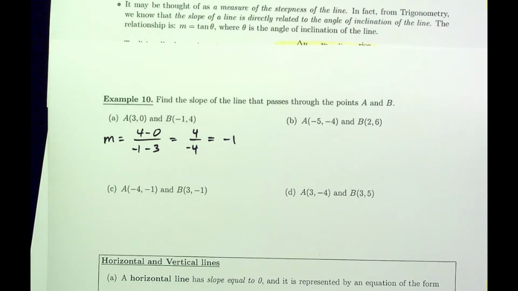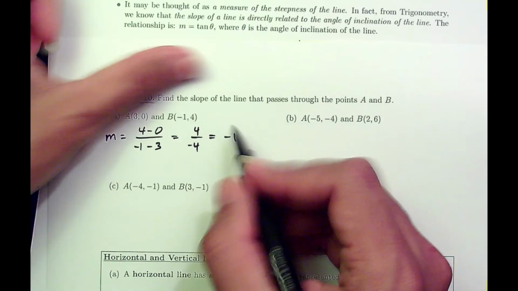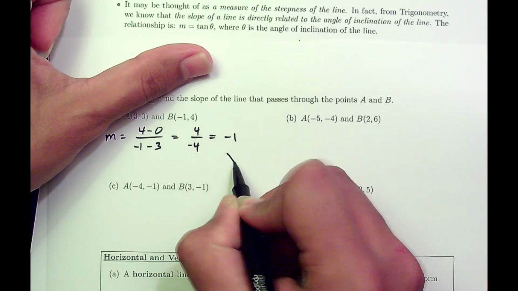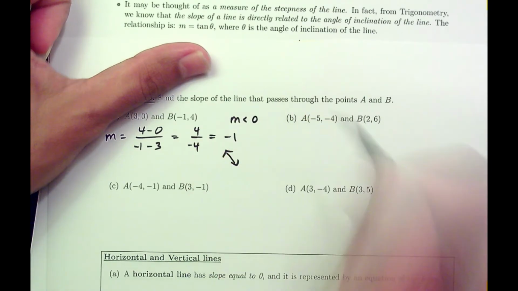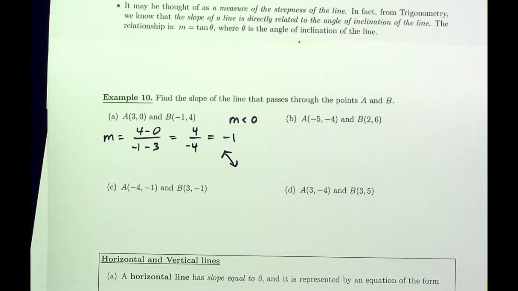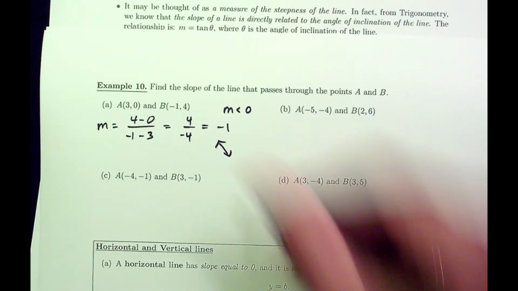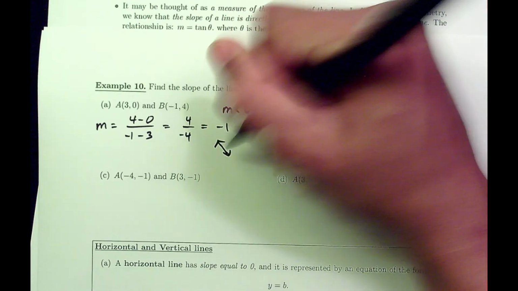Another thing that you need to know about slopes is that negative slopes correspond with falling lines, and positive slopes correspond with rising lines. So this is going to be a line that falls, because the m is negative. Negative slopes correspond with lines that fall when you move from left to right.